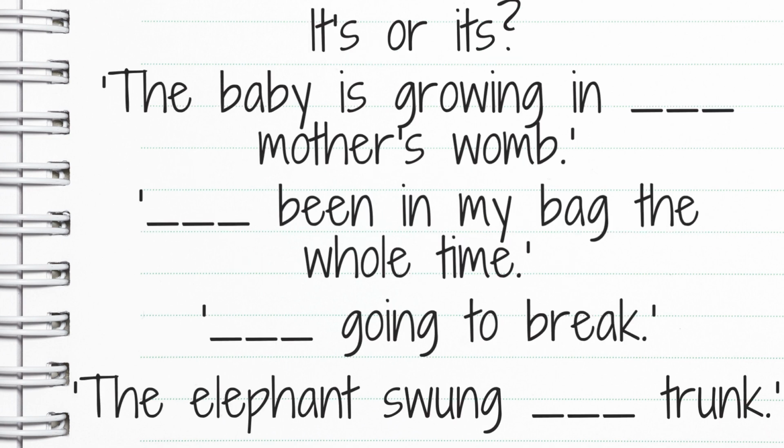Okay? So now let's look at it. Is it its or its? Is it the one with the apostrophe, so the contraction, or is it its as in the possessive? So the baby is growing in its mother's womb. It's been in my bag the whole time. It's going to break. The elephant swung its trunk. So pause the video, have a go. If you're confused, remember, does it is or it has make sense in the sentence? And you shouldn't make a mistake. So pause the video, have a go.